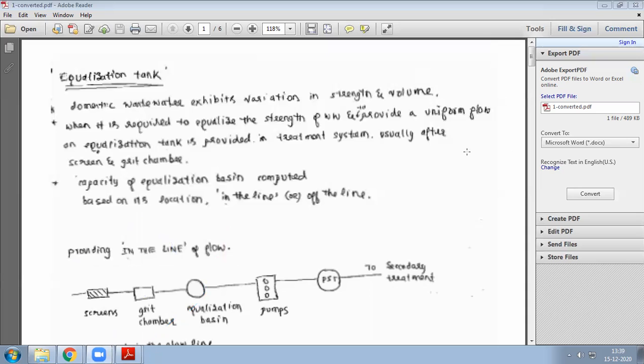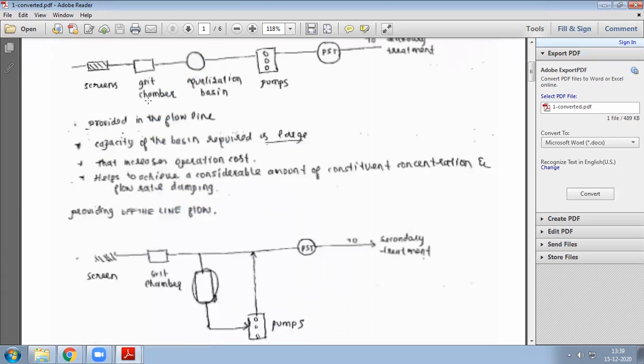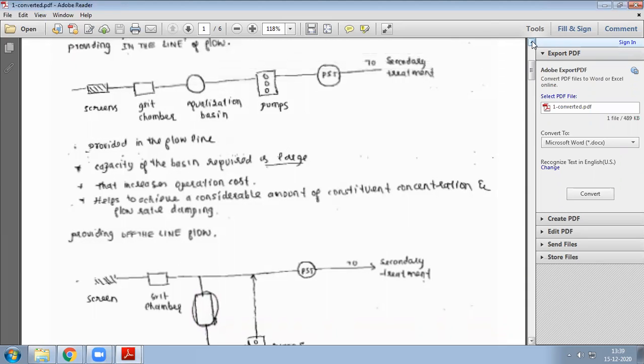See here, offline flow you're seeing here. Somewhere they have provided it here. This is the equalization tank. It's not directly in the flow; offline they have provided it. So two ways of providing an equalization tank you can write down. The exam asks: when will they provide an inline equalization tank and an offline equalization tank? So those things we will see today.